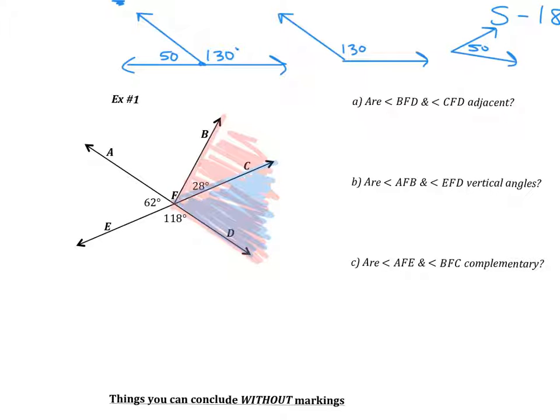They have a common vertex. Do these have a common vertex? What's their vertex? F. And what was the third qualifier? No common interior points. Do these have common interior points? Yes. All of that purple in the middle, right? The overlap of the blue and the red is common interior points. So those are not adjacent. Okay?